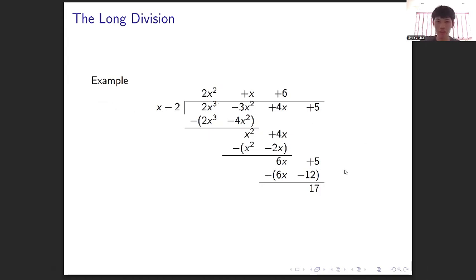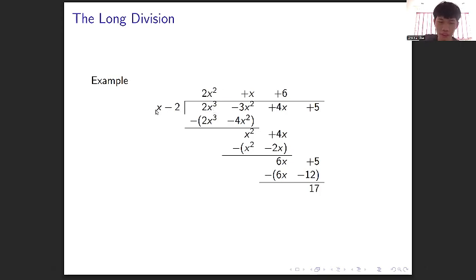Then we're going to use an example to show how to do the long division of polynomials. In this example, 2x cubed minus 3x squared plus 4x plus 5 is divided by x minus 2. The first thing we need to do is eliminate the largest power term. See, this is 2 times x cubed, right?